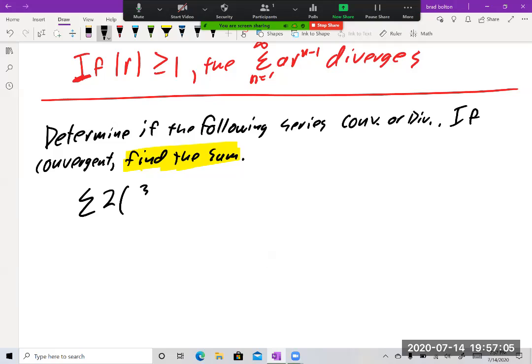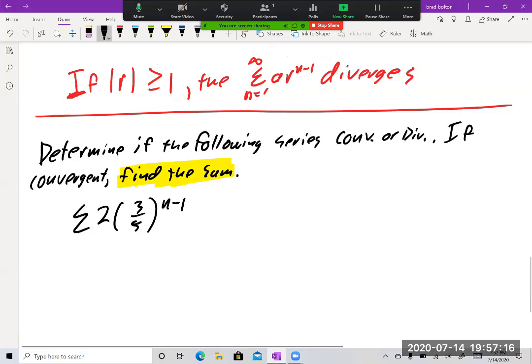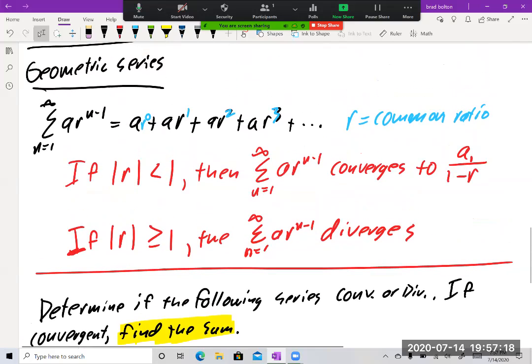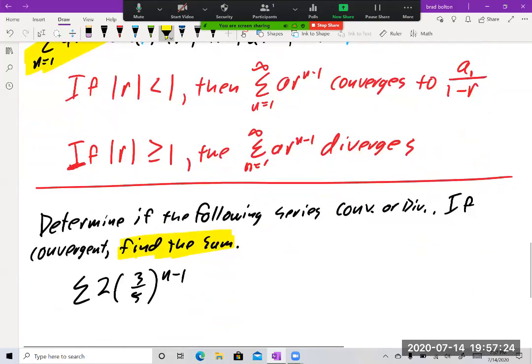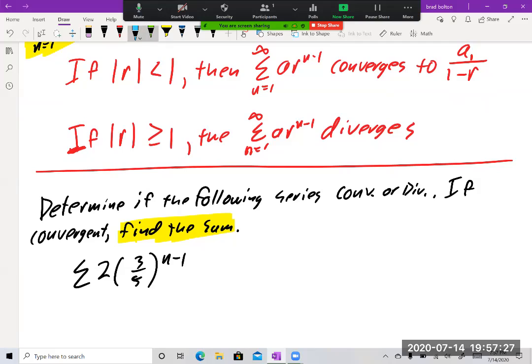The sum of 2 times 3 over 5 to the n minus 1. Okay. So I want to know if this is convergent or divergent. Let's first see if it's in the right form. This is the form we're looking for. We have our a times the common ratio r to the n minus 1. Here's r. Here's a. And here's my n minus 1. Oops, and I forgot to tell you, starting at 1 to infinity.